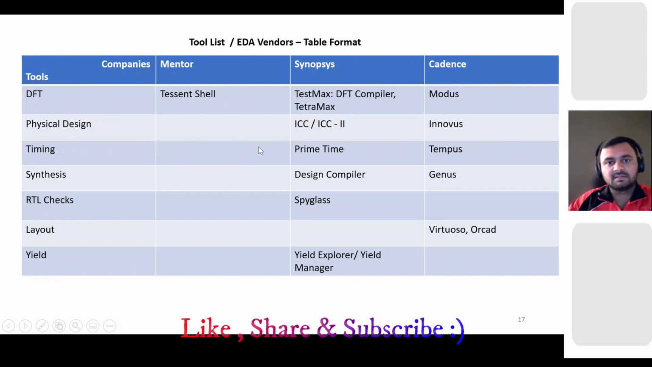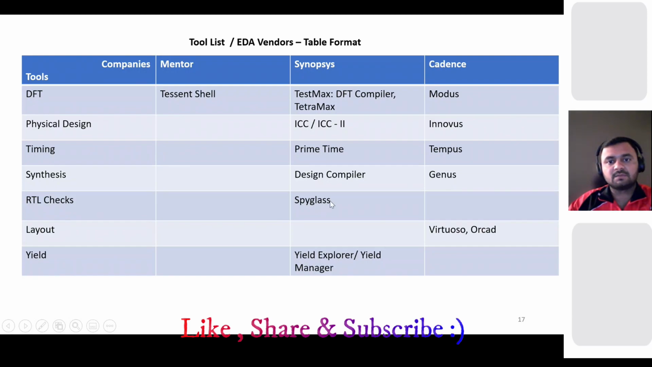For physical design, ICC and ICC2 are used from Synopsys. I don't know the name of the Mentor tool and some of the Cadence tools, so what I know, I have placed here. For physical design, we use ICC and ICC2, and then Cadence has Innovus. They are extensively used across the industry. For timing, we have PrimeTime from Synopsys, and from Cadence we have Tempus. Then for synthesis, of course, Design Compiler is very famous, and then we have Genus from Cadence.